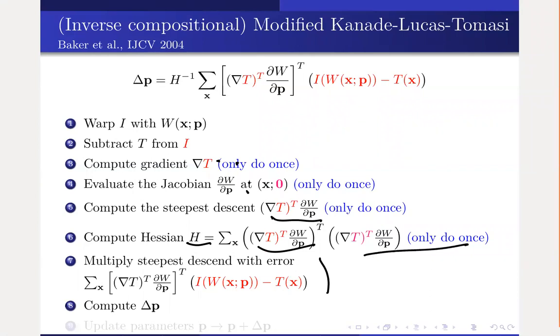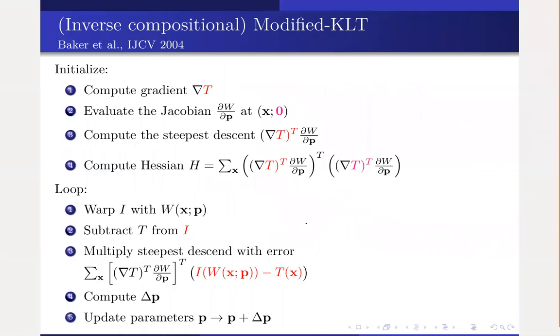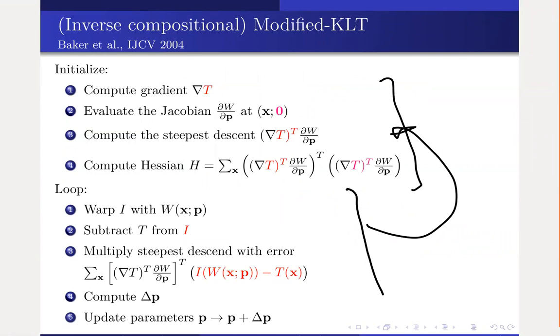So then I finally do this. All of this is only computed once, so we can move it around and make it an initialization step. We move this up here as initialization steps, so we don't need to compute it multiple times. And for the rest of the steps, we just have to recompute it.